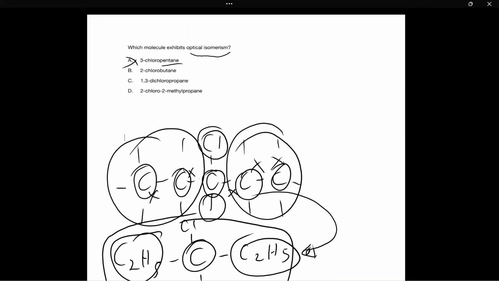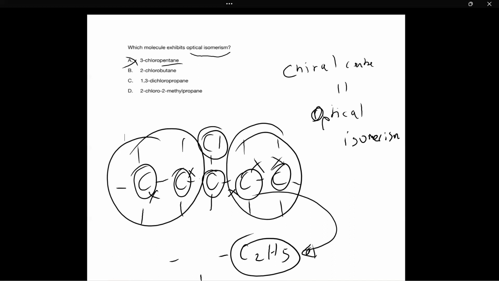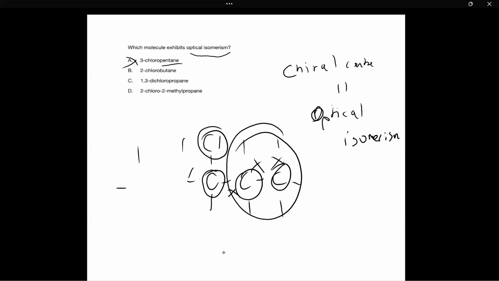Now, I'm just going to put a quick thing over here so that you find it a bit easier. If chiral center is equal to optical isomerism: if it has a chiral center, it will display optical isomerism. That is very simple. That is the little mantra, if you may. So if you remember that, you will be able to solve these questions pretty easily.